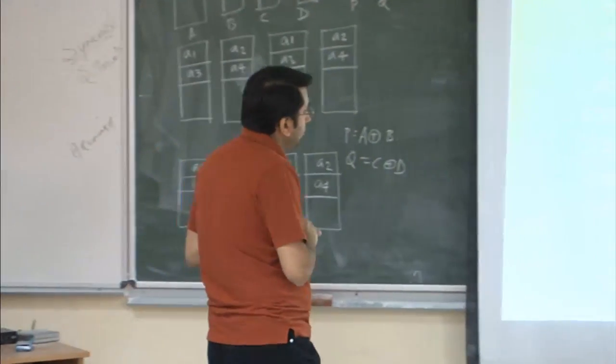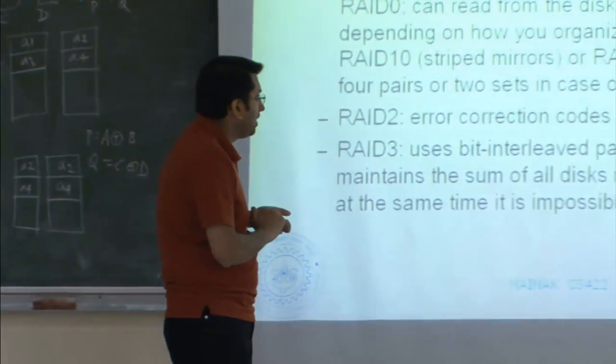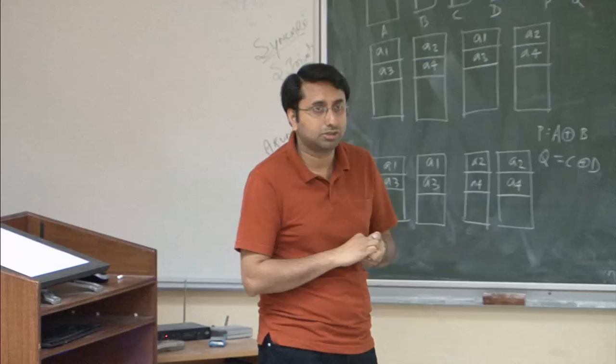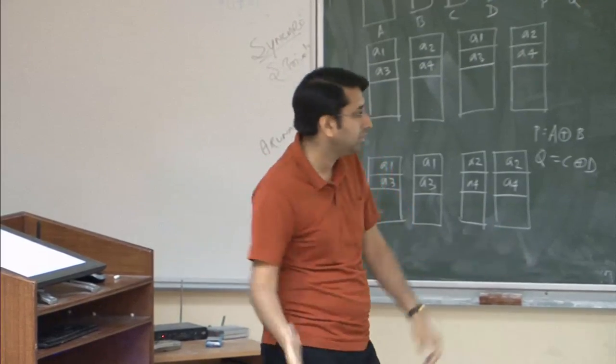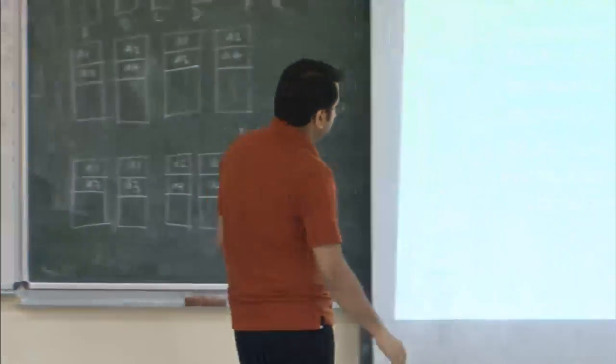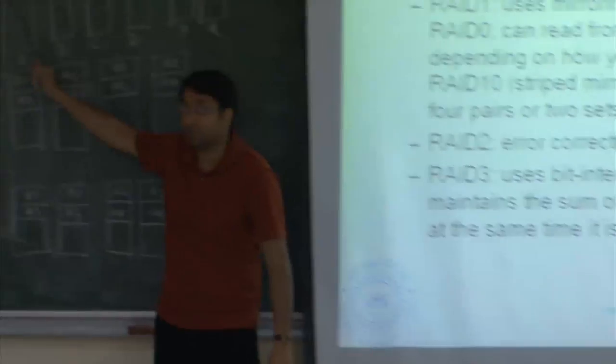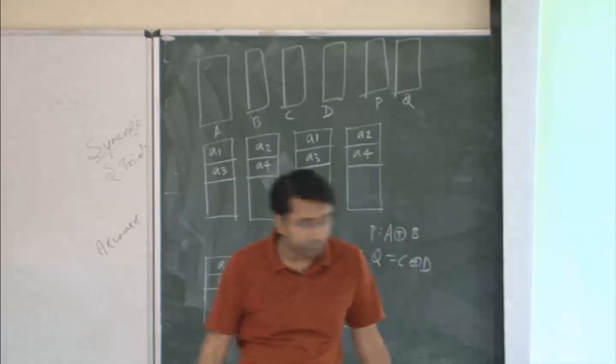So RAID 3 uses bit-interleaved parity. Here you add one extra disk that maintains the sum of all disks modulo 2. So it's an XOR, right? If two disks fail at the same time, it is impossible to recover. That's what we have already mentioned in this case also. So that's RAID 3.